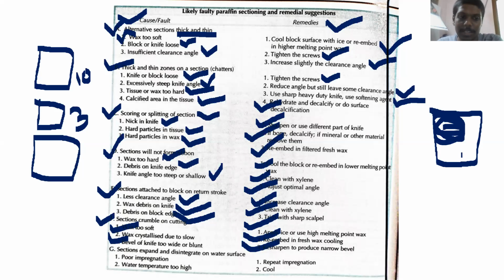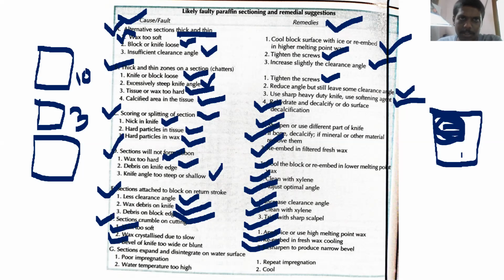Even the wax may crystallize, or there are a few errors that we will encounter during section cutting, and we know the reason, and we are able to rectify the error by using remedies. If you are getting splitting of the sections, that might be due to a blunted knife. So the knife needs to be sharpened. Accordingly, we need to identify the error, and we need to rectify the error.